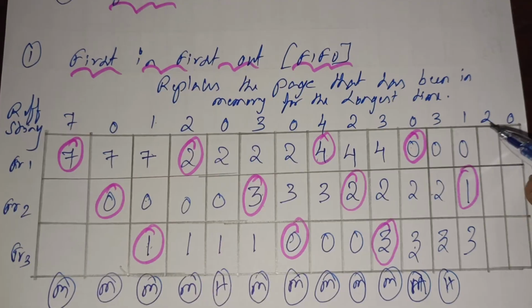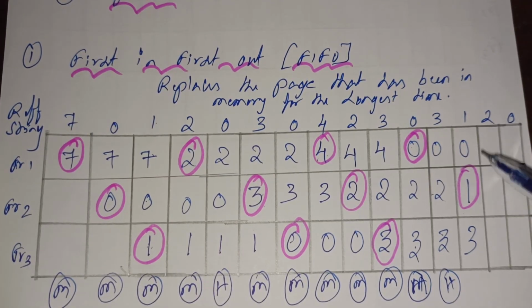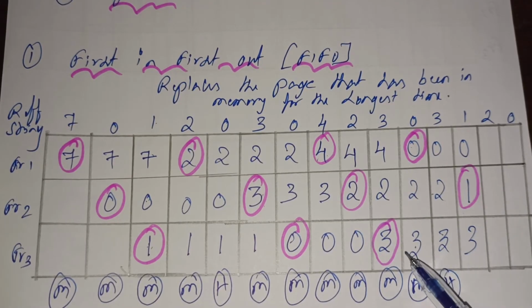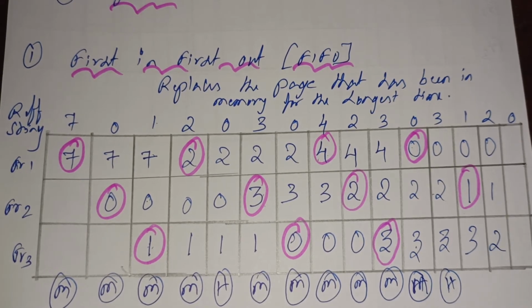Now 2 is requested by the CPU. Which frame has to be replaced? You can check it very clearly. Comparing these 3 frames, 0, 1 and 3, 3 is staying here for a longer period of time. So 0, 1 and 2.